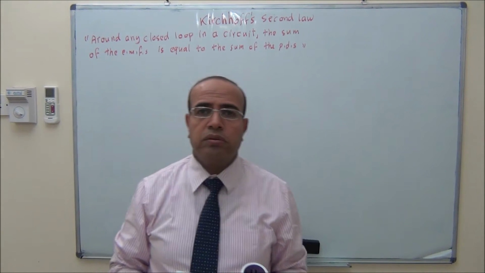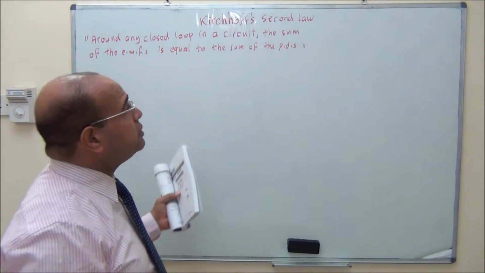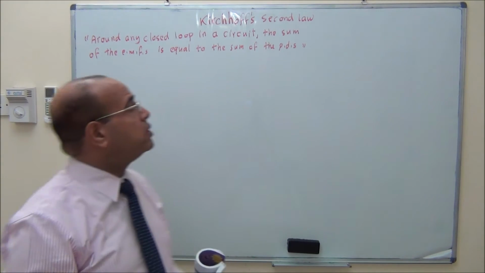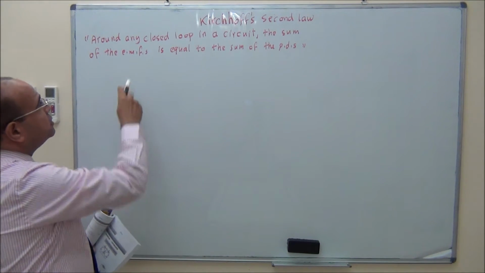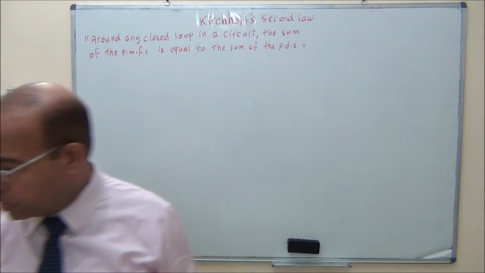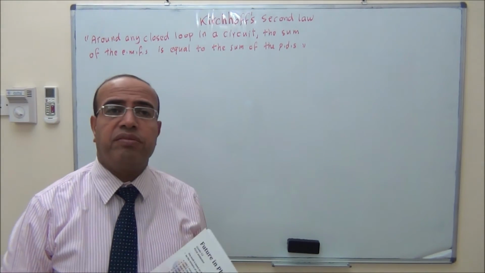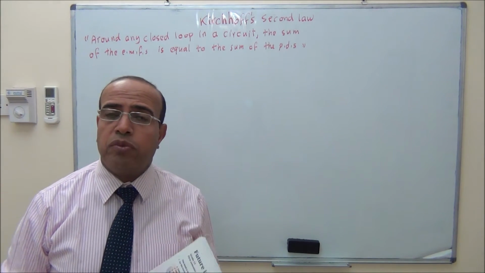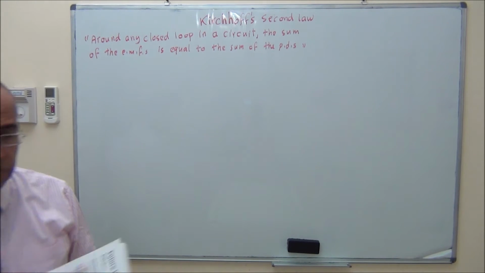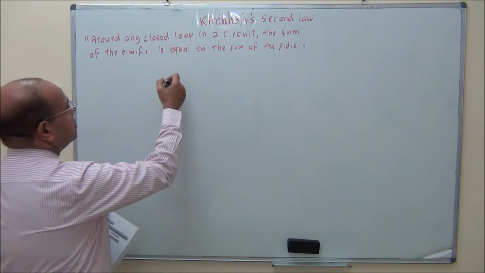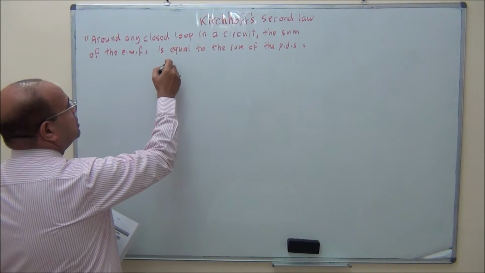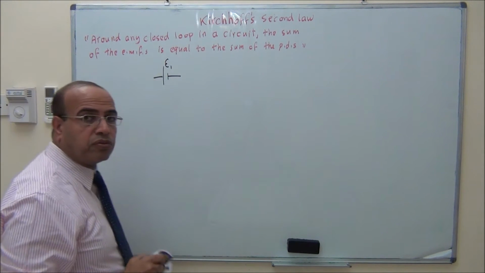Kirchhoff's second law told us that around any closed loop in the circuit, the sum of the EMF is equal to the sum of the potential difference. So, in the circuit, we have EMF, electromotive force, and we have resistors. In this one, for example, this is a cell, it has electromotive force.